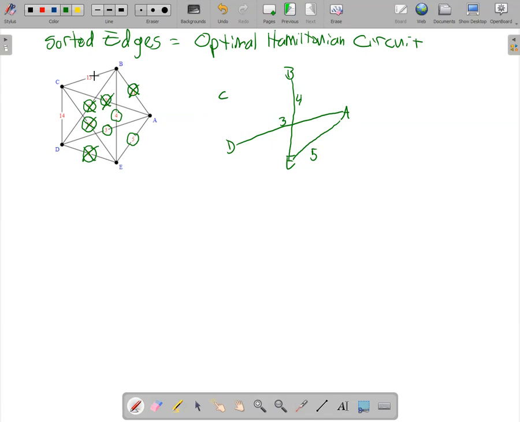Next cheapest would be B to C, and B to C is a 13, and that is allowable. It doesn't give me degree 3 or premature circuit, and I can see the closing here should be the 14, which is the only one left to choose from anyway.